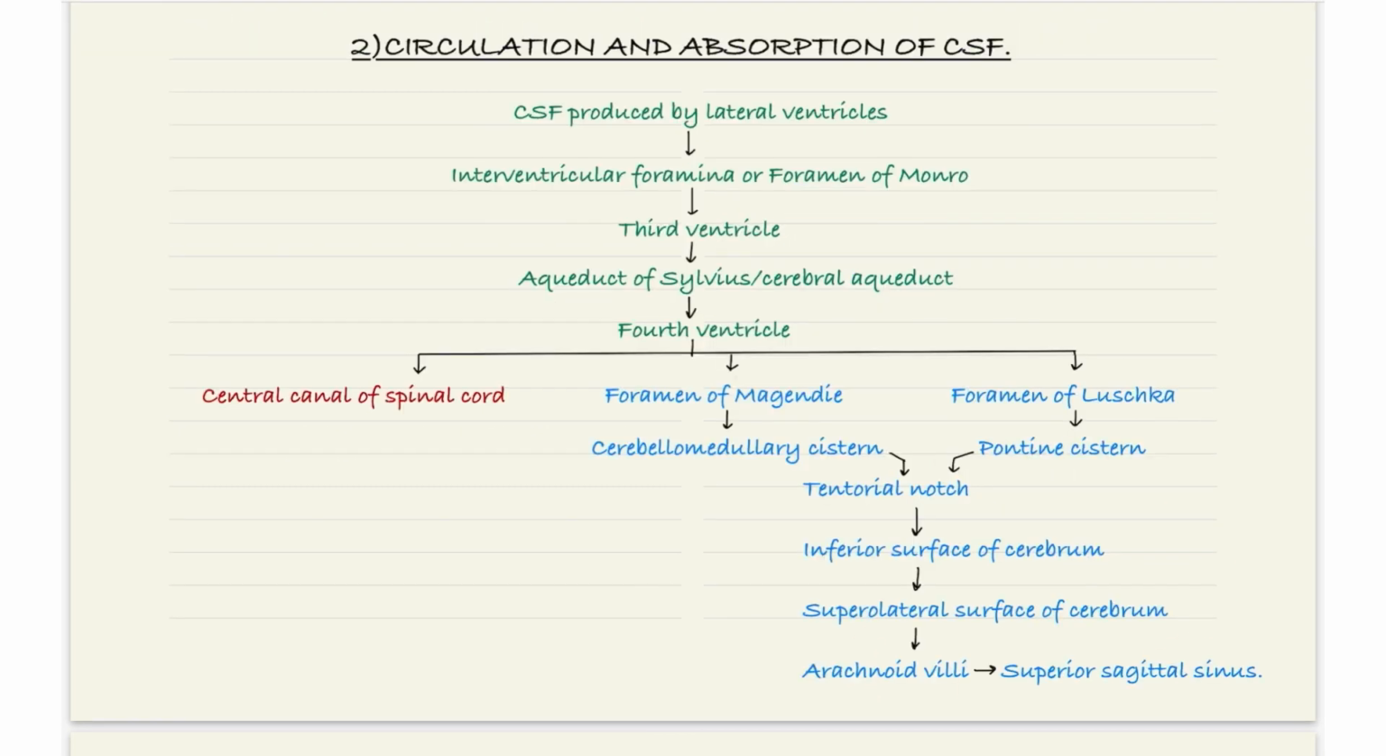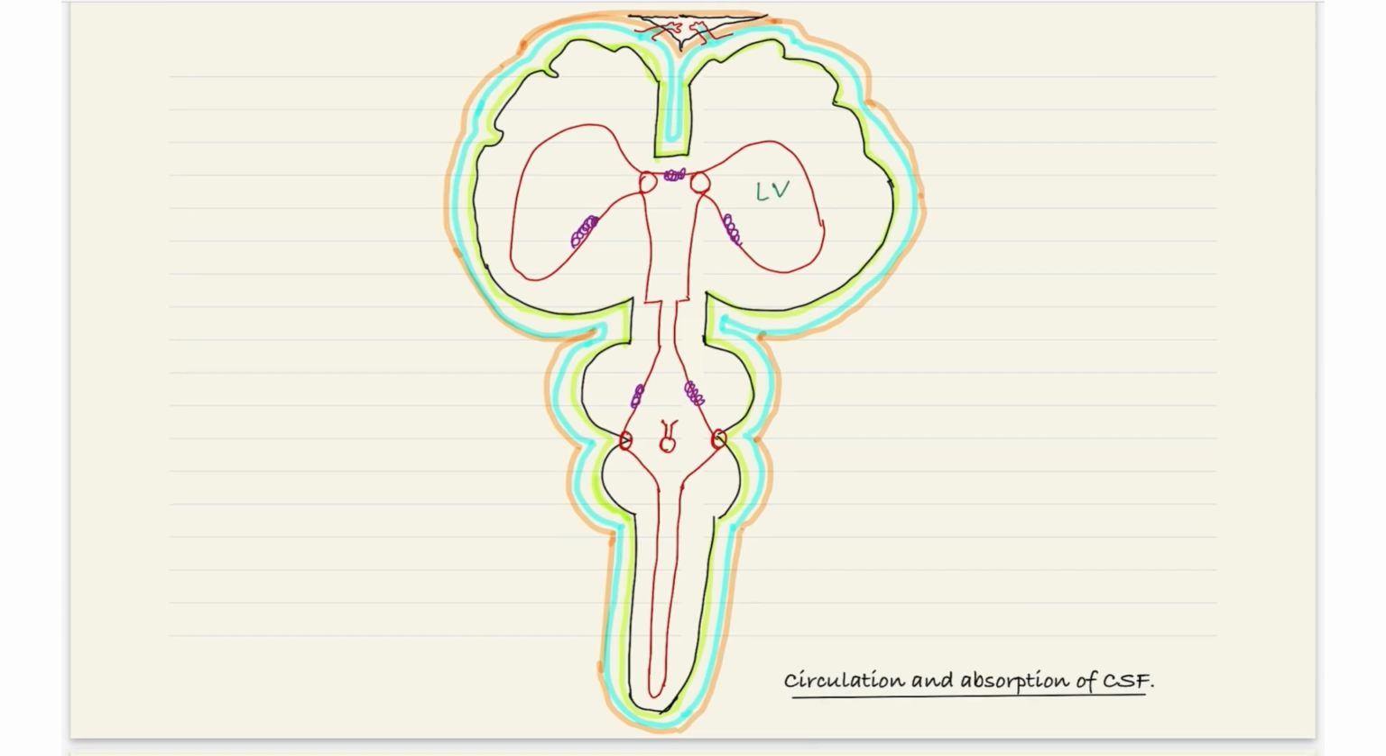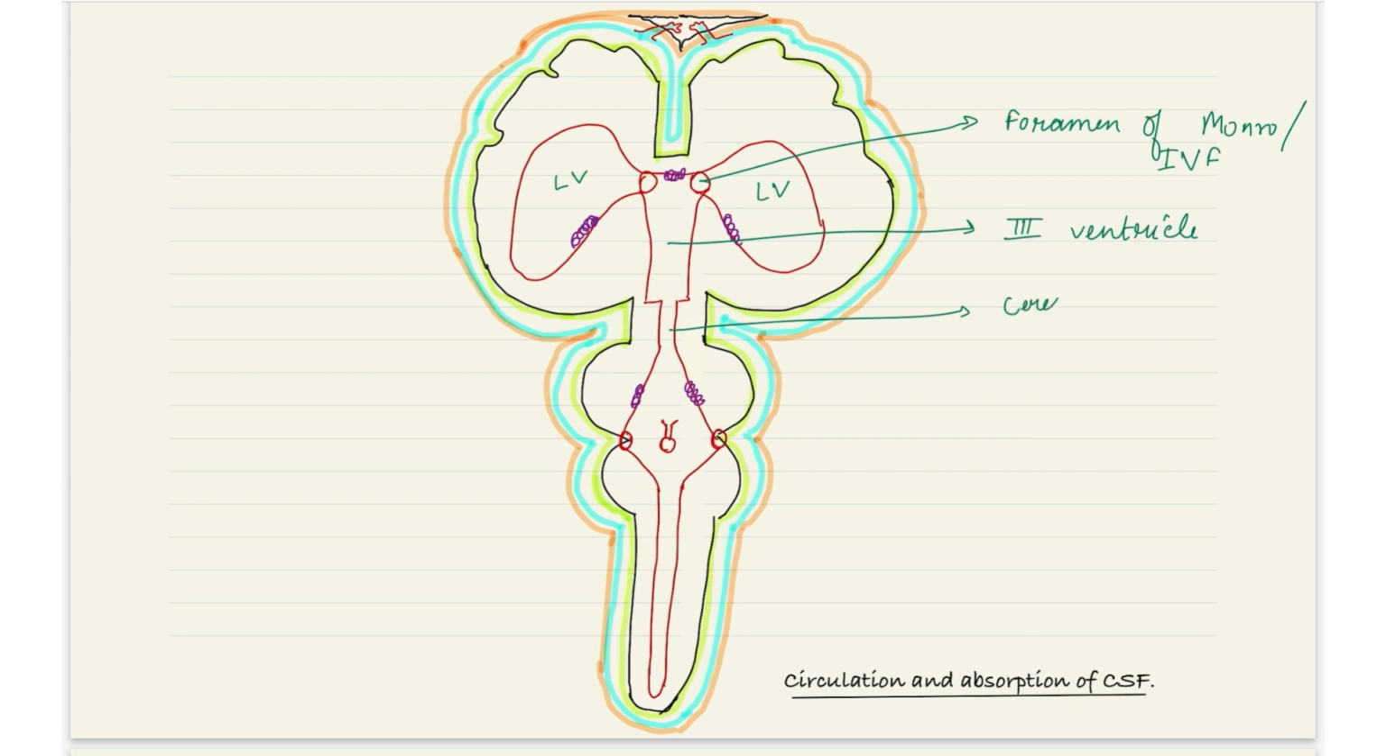Let us now talk about the circulation and absorption of CSF after we have done the production. To understand this flow chart, you need to understand this diagram first. So let's label it quickly. These are the lateral ventricles. This is the foramen of Monro, also known as the interventricular foramen. This is the third ventricle, cerebral aqueduct, fourth ventricle.